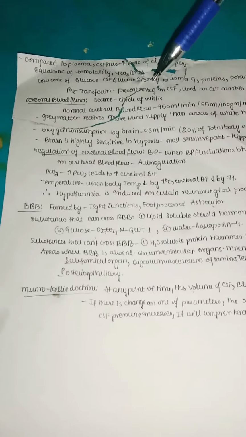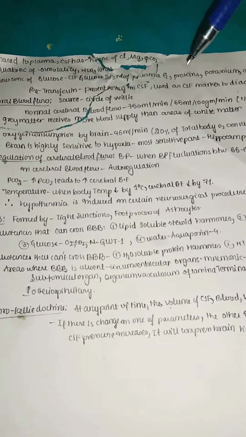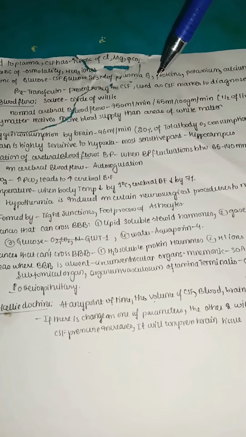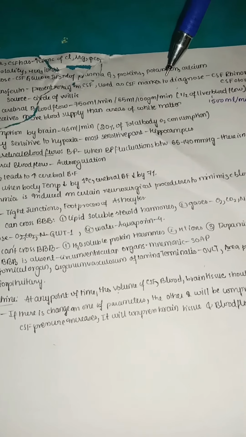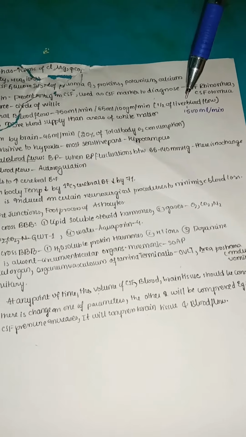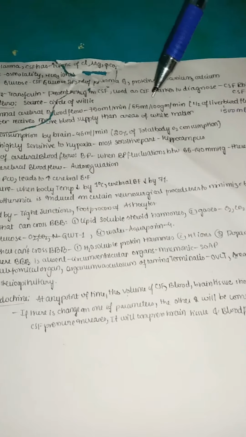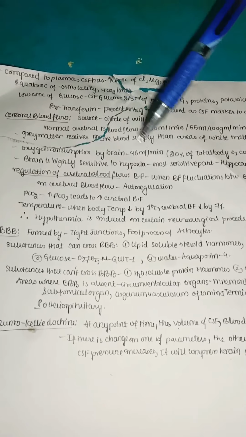Next, let us see the cerebral blood flow. The main source is of course the circle of Willis. The normal cerebral blood flow is like 750 milliliter per minute or 55 milliliter per 100 gram per minute. So it's like half of liver blood flow. Liver blood flow is like 1500 milliliter per minute, but the half is 55 milliliter per 100 grams. That is a normal cerebral blood flow.